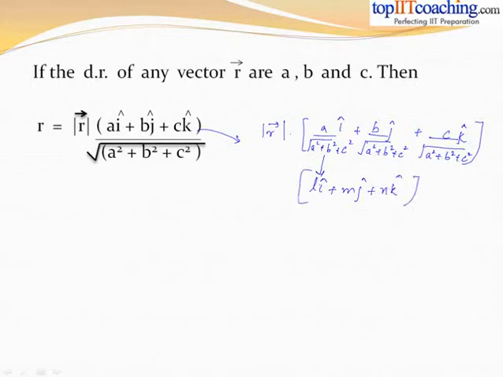And l, m and n are the direction cosines, so we can also write any vector R as equal to the modulus of vector R into l times i cap plus m times j cap plus n times k cap. l, m and n are the direction cosines of this vector R.